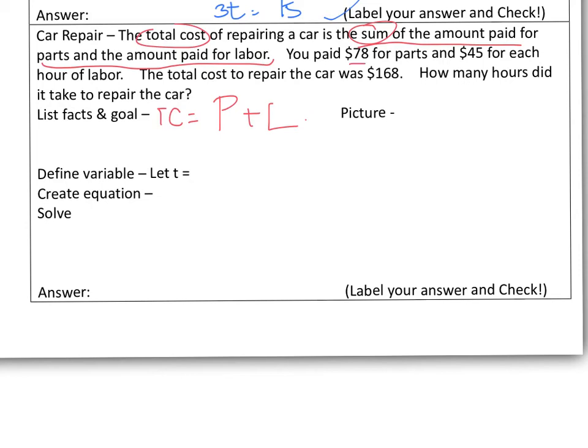You paid $78 for parts. That's a fixed cost. It won't change. And then you pay $45 for each hour of labor. So that's a cost that will change every hour. So we need to take 45 and multiply it by t for time. The total cost to repair the car is $168. So I could put that under TC, TC for total cost. And the question asks you, how many hours did it take to repair the car? Let t equal the number of hours.